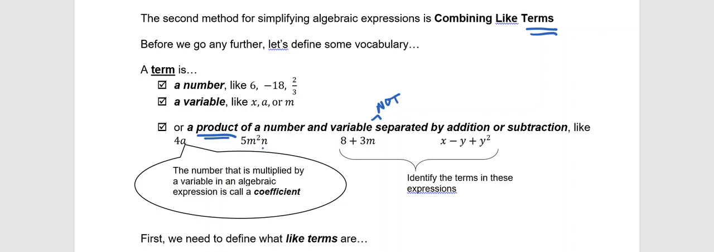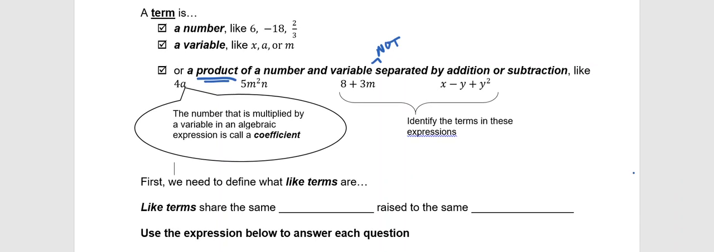4m squared times n, we could think of as a product of 4 times m times m times n. That would be the product of numbers and variables. So that's perfectly fine. The terms here, this is not all collectively a term. This is called an expression. And the reason why it's called an expression is because we now have terms joined by addition or subtraction. So again, a key word for us to make sure we add in here is that it's a product of numbers and variables not separated by addition or subtraction.